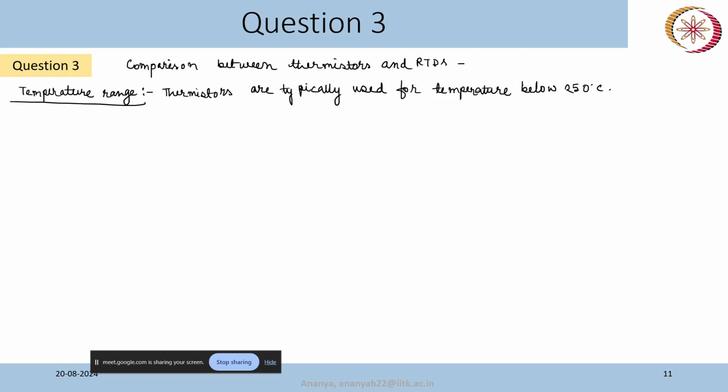This is not like exactly it is always used below 250 degrees Celsius. The point I am making here is that thermistors are generally used for low temperature applications, while RTDs are used mainly for high temperature applications, because those are made up of pure metal.